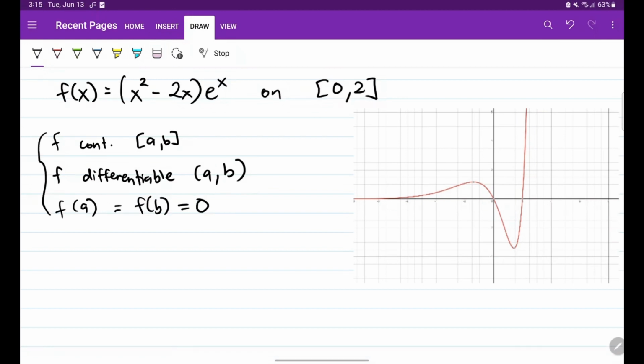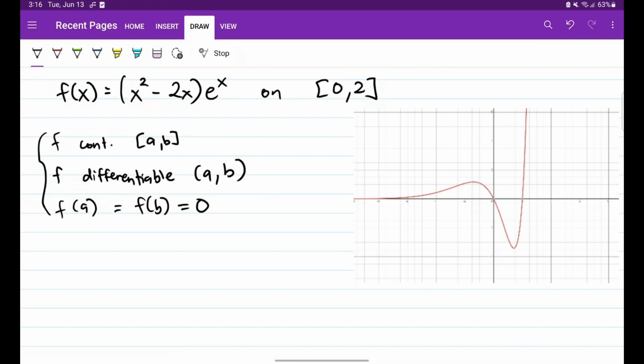So x squared minus 2x times e to the x is our f of x, and we need to verify that this is continuous and differentiable on a comma b. On the right is the graph of x squared minus 2x times e to the x. As we can see, this is continuous on the closed interval a comma b, so there are no gaps or anything, and it is differentiable as well. So we just need to verify that f of a equals f of b is equal to 0.